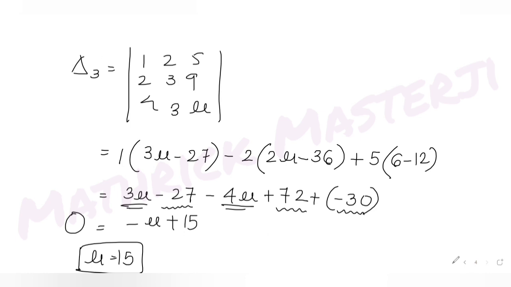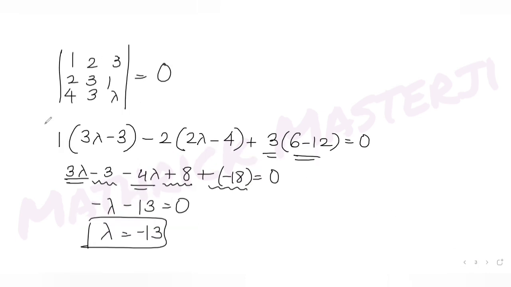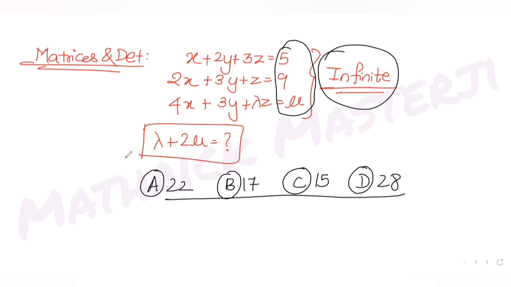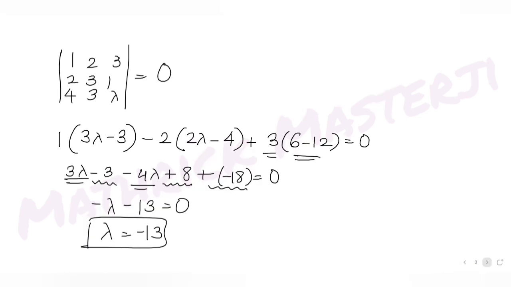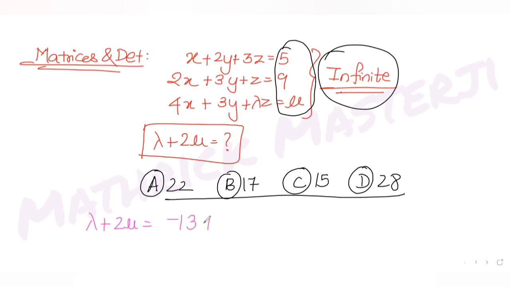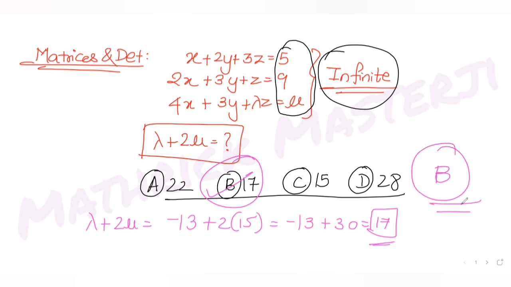Now once I have mu with me, once I have lambda with me, the question asks us to figure out the value of the expression. That's basically lambda plus 2 mu. In this question we have got lambda as minus 13 and mu is 15. So we get minus 13 plus 2 times 15, which is minus 13 plus 30, which is 17. So I get the answer for the question, and that matches with option B. So B becomes the correct answer for the question that is given to us here.